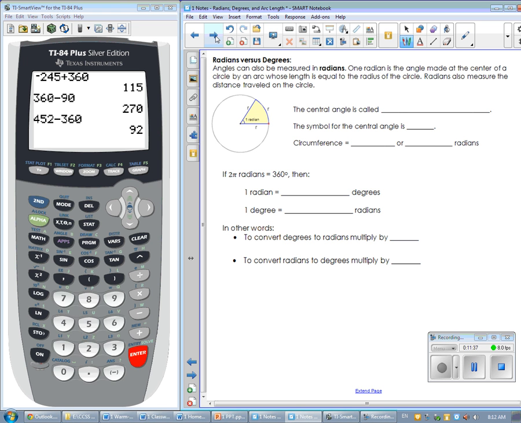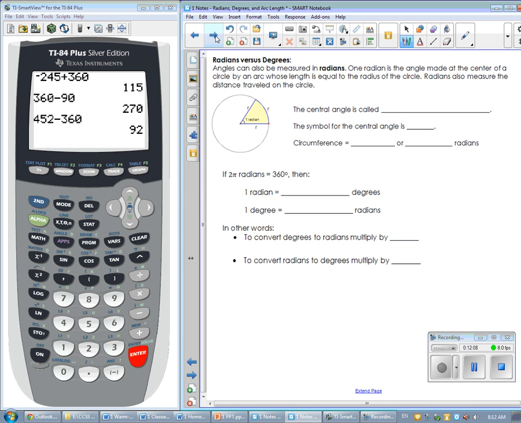So angles can also be measured in radians. We can measure them in degrees or radians. Either one is fine. With radians, you usually see a pi. So when you're doing your calculations, you're going to leave your answer with a pi in it instead of writing it as a decimal. 1 radian is the angle made at the center of the circle by an arc whose length is equal to the radius of the circle. Radians also measure the distance traveled on the circle, so it relates to the circumference.